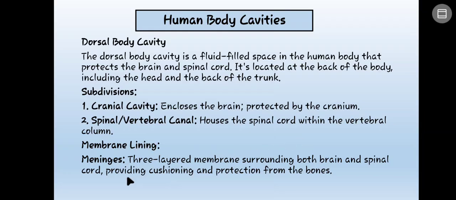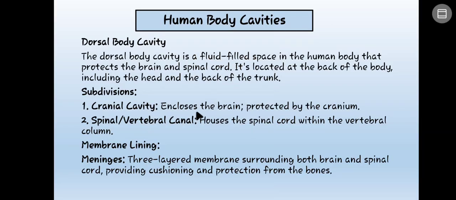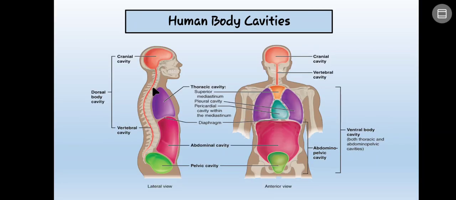One of the things you should know is we have meninges, the membrane around this cavity. We have three-layered membranes surrounding both the brain and the spinal cord that protect and cushion the structures that form this cavity. Before these cavities, we have membranes that protect the brain and the spinal cord. We call those membranes meninges. We can have a condition where these meninges get inflamed, and we call that meningitis.